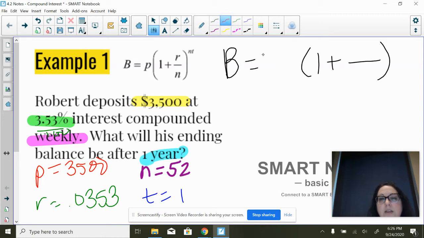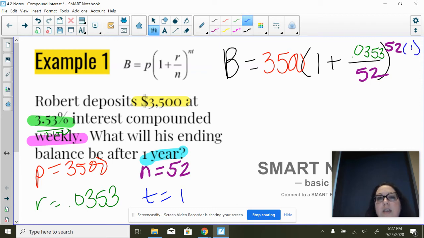So I'm going to plug in what's missing. First thing that's missing is my principal value of 3,500. So I'm replacing P with 3,500. Then I have open parentheses, 1 plus my rate divided by N. You guys remember we already converted that rate to 0.0353, so we're just going to run with that. Divided by my N value of 52. Go ahead and leave that like that. To the exponent of N times T. So this is going to be 52 times my T value of 1. It looks a little ugly because of the way I typed it in with all the different colors.